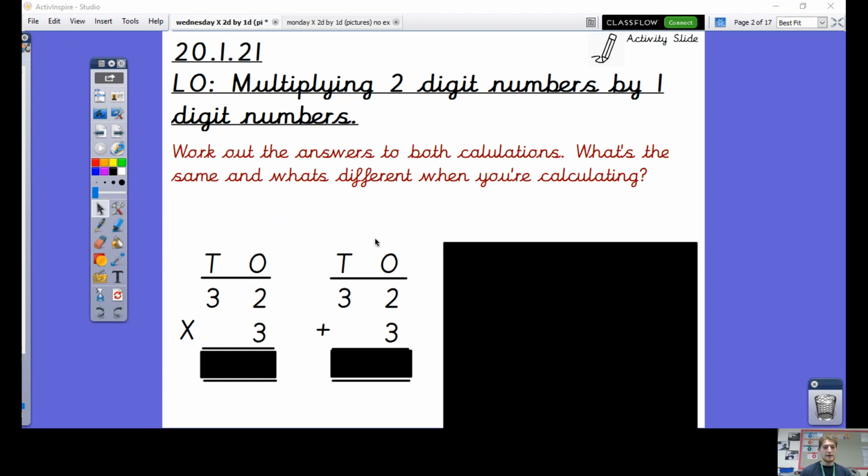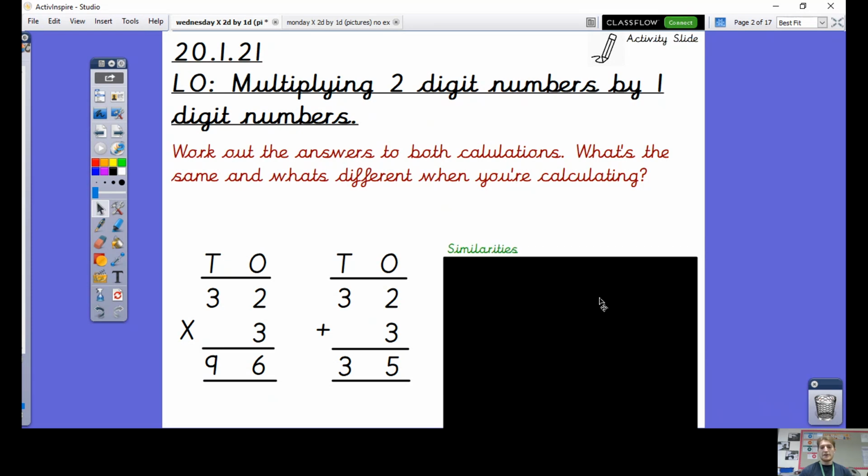Okay, right, so let's go through the answers, and I'm going to do the answers to both of these, and then we can go through the similarities and differences. So the answer to 32 times 3 is 96. 3 times 2 is 6. 3 times 3 is 9. Let's have a look at this one here now. 32 add 3 is 35. Okay.